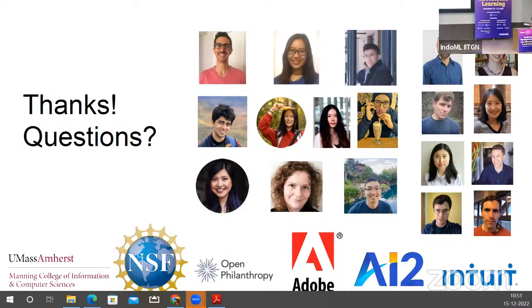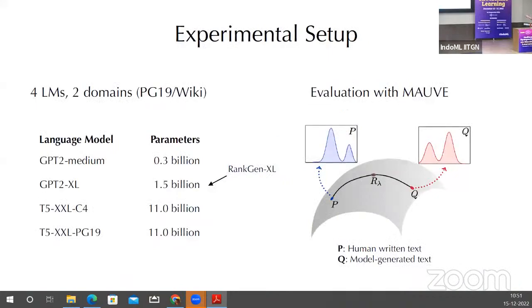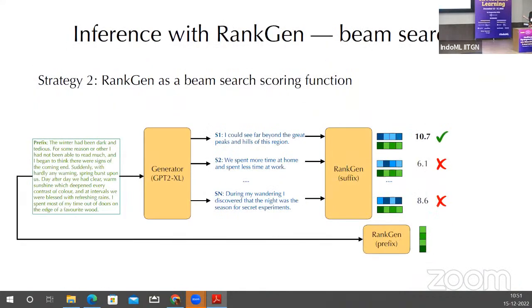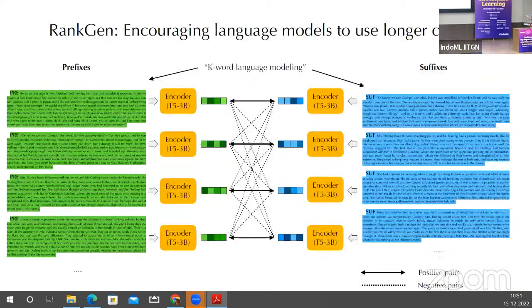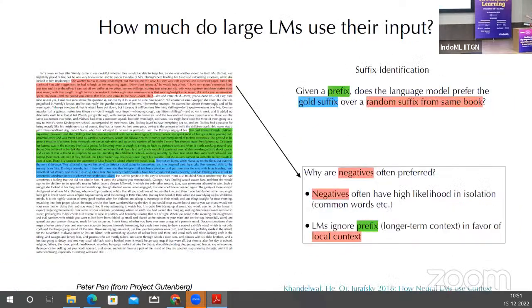So when you are showing this random suffix and gold suffix, have you chosen the random suffix carefully, or is it just randomly chosen? That's a great question. So we did both, actually. Maybe I can go back to this. And is there a difference in result when you choose?